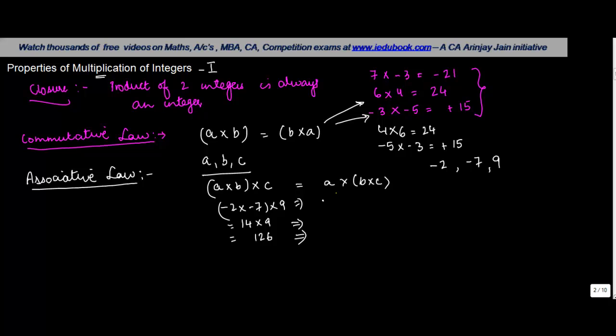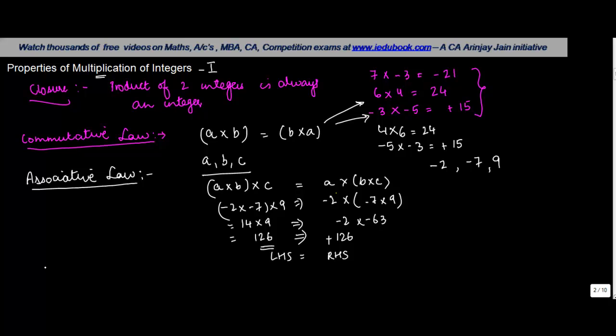How about the right side? Minus 2 into (minus 7 into 9). 7 9s are 63. Minus plus, so different sign, we put in a minus sign here, minus 63 into minus 2. So 2 times 63 is again 126. Negative, negative, same sign, so we put in a positive here. And hence we see that the left hand side is equal to the right hand side. Right? So this is known as the associative law of multiplication.